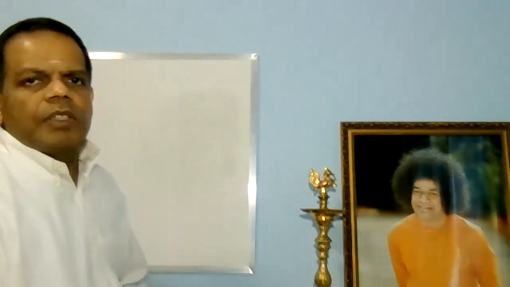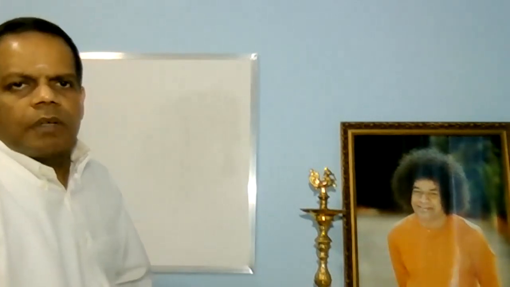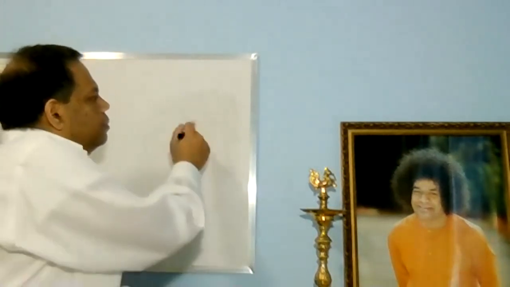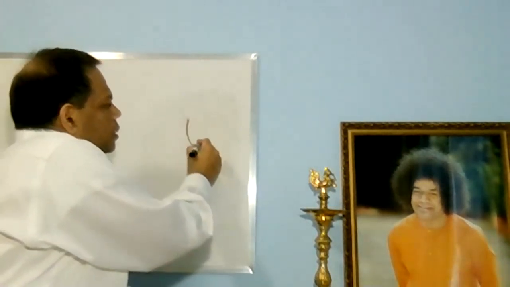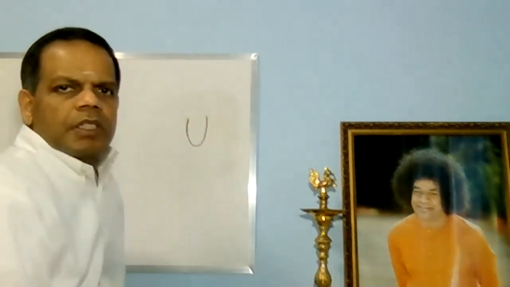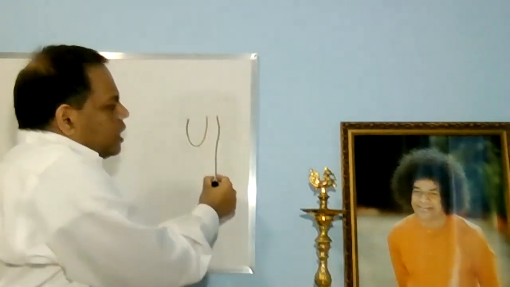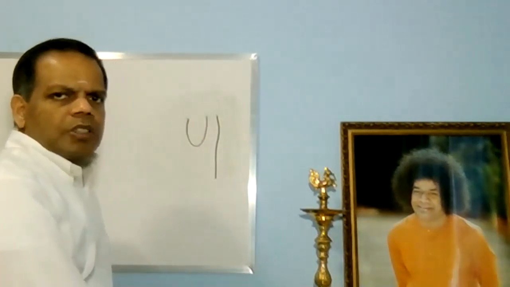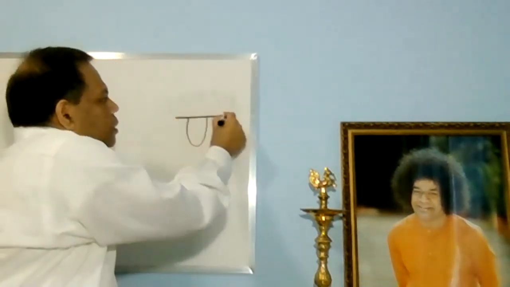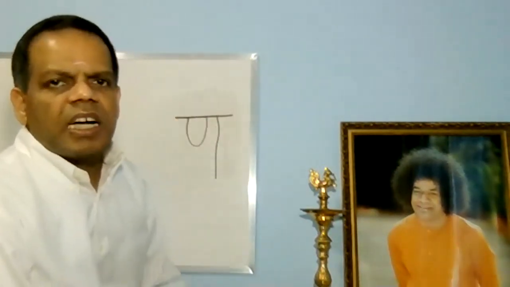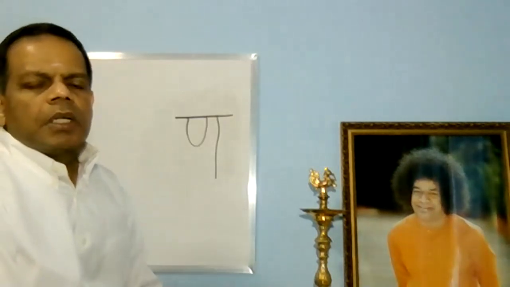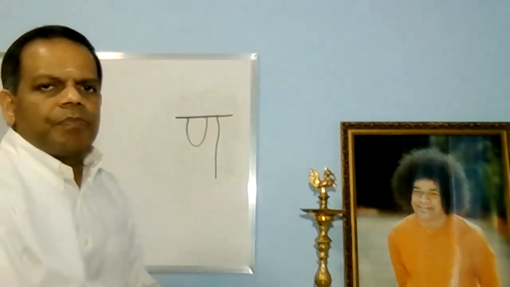And the last one, the fifth one, which is the nasal sound, is na. Which is something like a U you write. When you write a line next to it, draw a star, and you connect it. It's na.